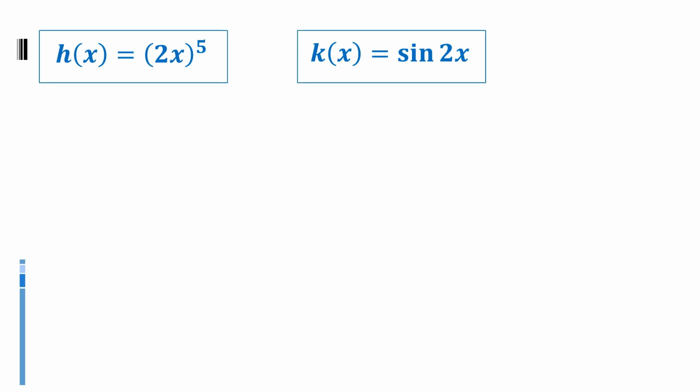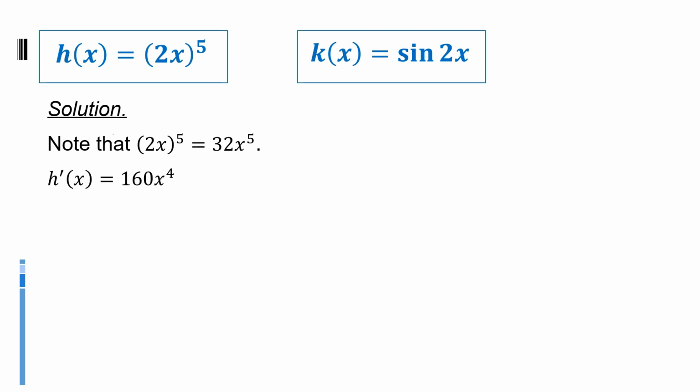Let's recall kung paano natin dinifferentiate itong functions na ito. H of x is equal to the quantity 2x raised to 5 and k of x is equal to sine of 2x. For h of x, note that the derivative is not equal to 5 times 2x raised to 4. Okay? Mali yun. So first thing that we did is that in-expand muna natin. 2x raised to 5 is equal to 32x raised to 5. Saka natin siya dinifferentiate. So that is now 160x raised to 4 using the power rule.